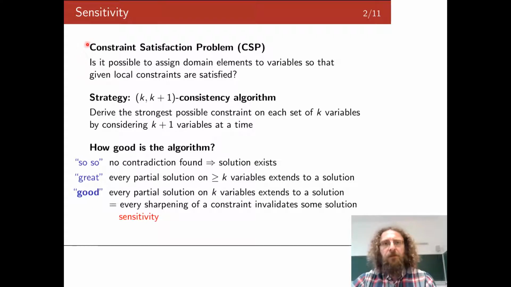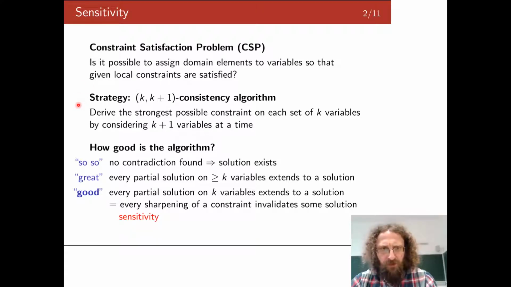Constraint satisfaction problem, or CSP for short, is a decision problem whose instance is a list of local constraints on possible values of variables, and the task is to decide whether there is an assignment that simultaneously satisfies all the constraints. A natural idea for solving a CSP is to look for implied constraints.